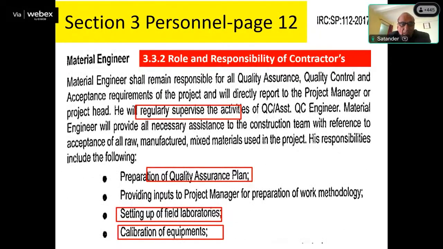Now, the material engineer, the main part is the material engineer from the contractor. What should he do? He should regularly supervise the activity or take his assistant, quality control engineer, quality control assistant engineer. He has to visit the site almost daily, once at a time. Preparation of the quality assurance plan, the material engineer will prepare. Then the project manager for preparation of the working methodology. Setting up of the laboratory, the material engineer will do. Calibration of the equipment, the material engineer will do as per IRC SP 112, section 3, page 12.